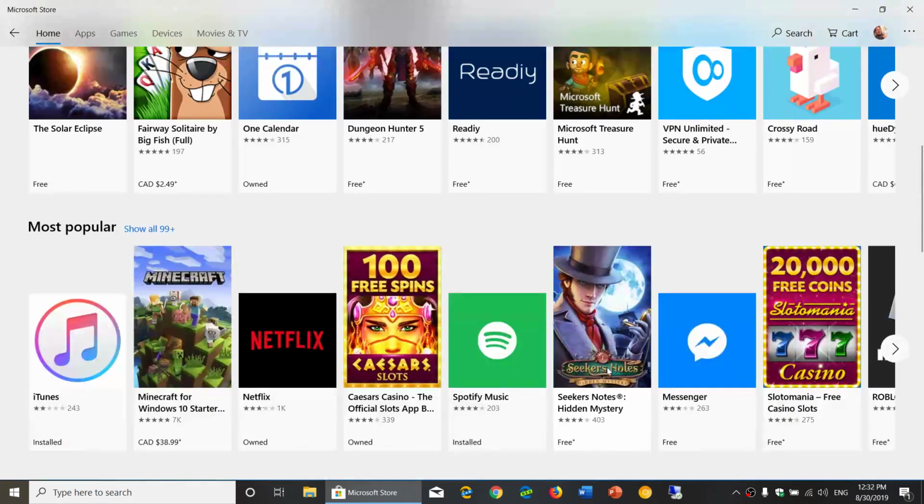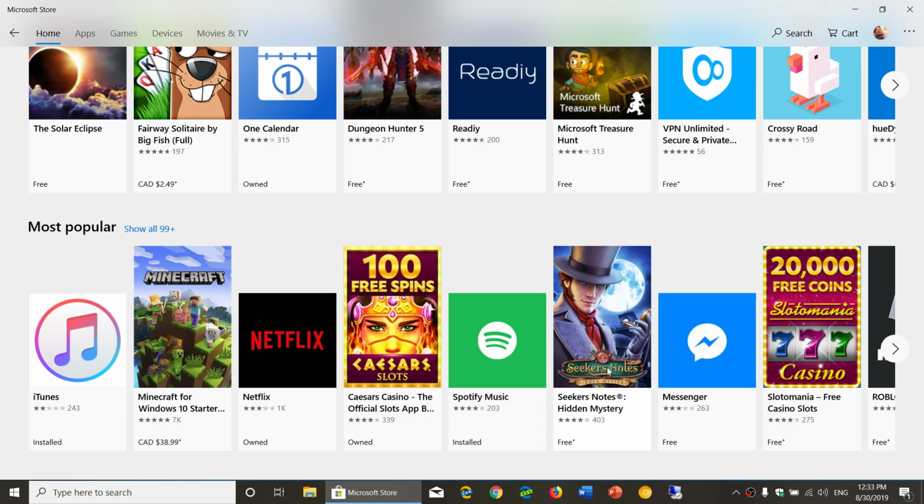And what do you think? Do you think the Microsoft Store has a future? And what type of future, if it does have a future? And what would you like to see or see changed in the apps and stuff?